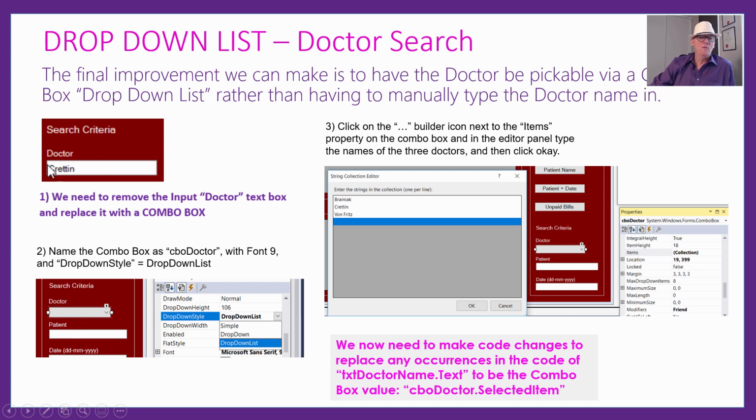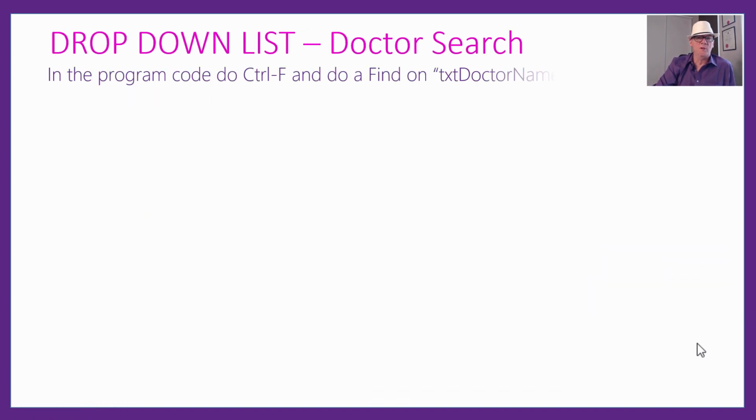And because we're now using the combo box and not the text box, we will have to change some code which was looking at the text box. So we need to change anything that had txt doctor name.txt to be the combo box value. Now, how you tell what they've selected with a combo box is dot selected item. So we are going to have to do some code changing. So as well as deleting the text box, adding the combo box, setting up the drop-down options for the combo box, we also need to do code changes and then we'll be done.